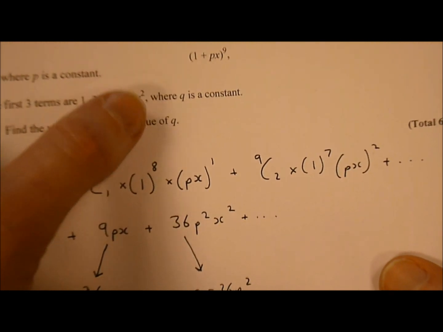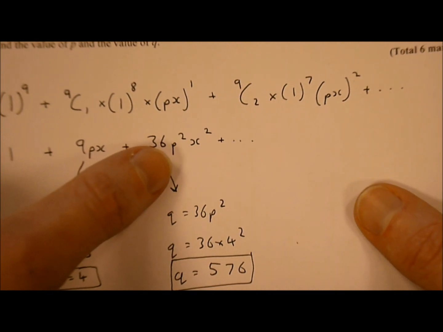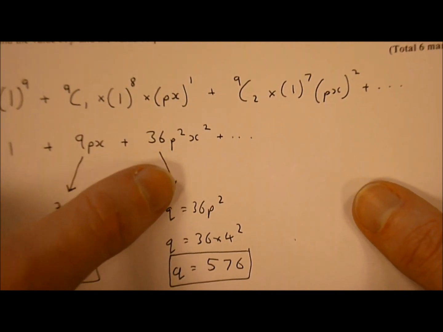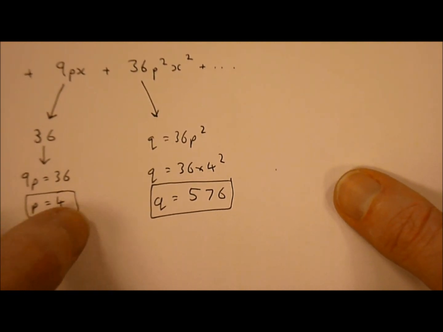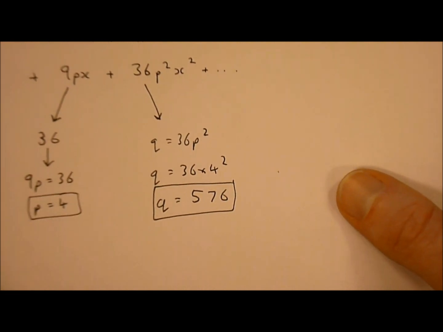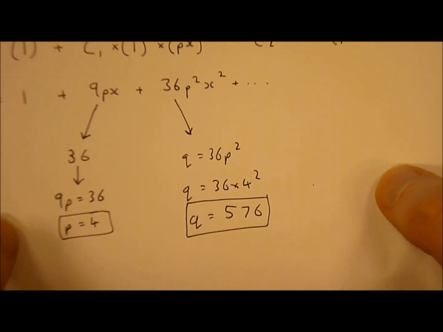And then look at the x squared term, that's q. Well, I haven't got q, I've got 36p squared, so q is that 36p squared. All I do then, I plug in my 4 that I've just worked out for the value of p, plug it in, 576, done, nice and easy. That's quite a common question.